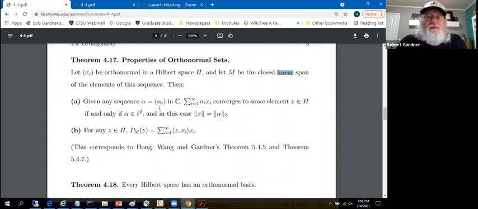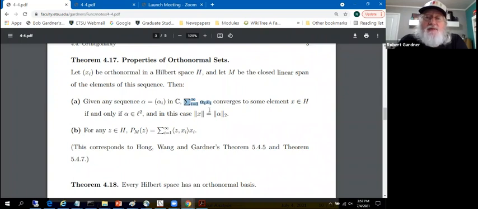Given a sequence alpha, that is alpha sub i, of scalars, we'll take them to be complex numbers, the sum from 1 to infinity of alpha sub i times X sub i converges to some element X in the Hilbert space if and only if that sequence of coefficients is in little l2. In that case, the norm of X in the Hilbert space equals the l2 norm of the sequence alpha. So this very closely ties together these kinds of things with elements of L2.